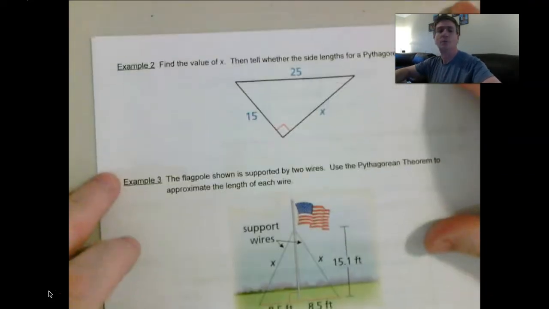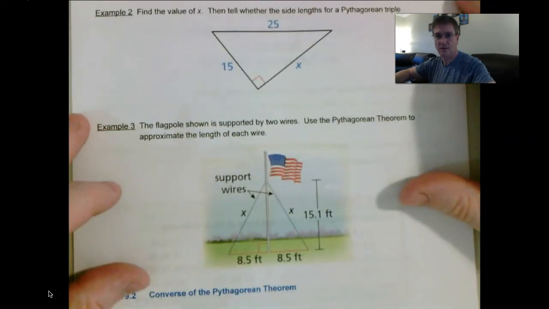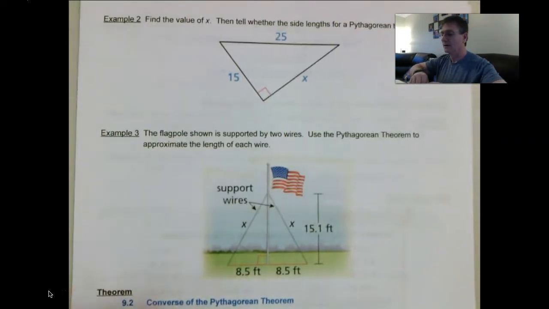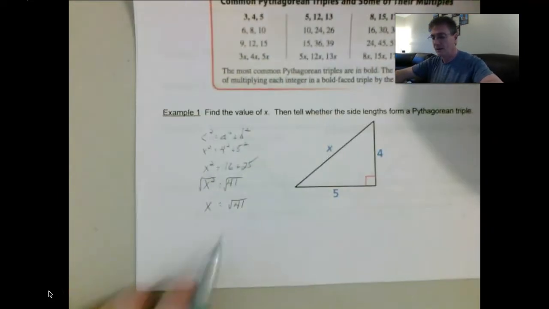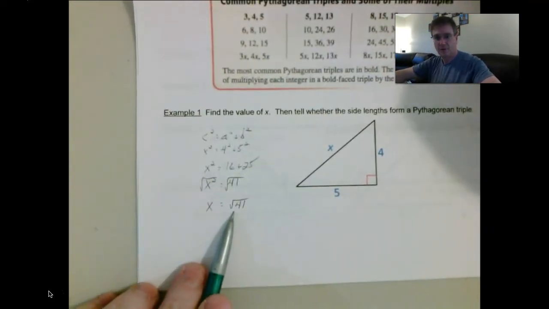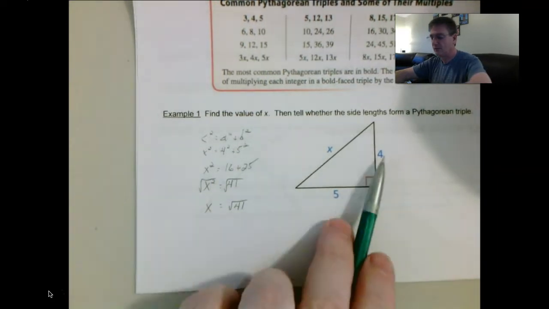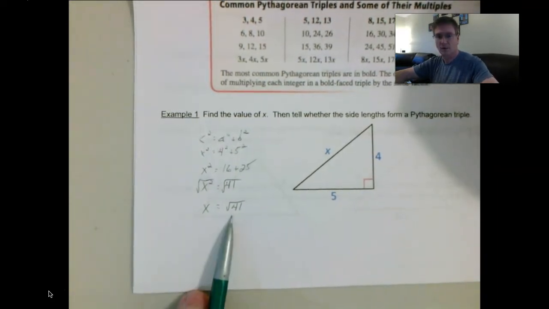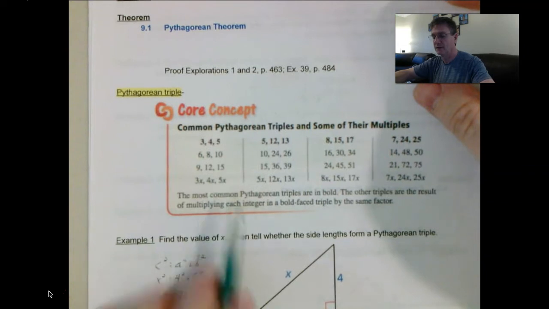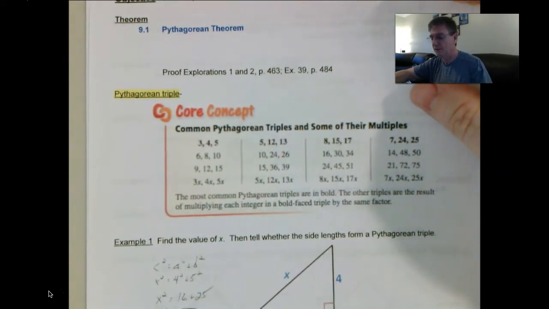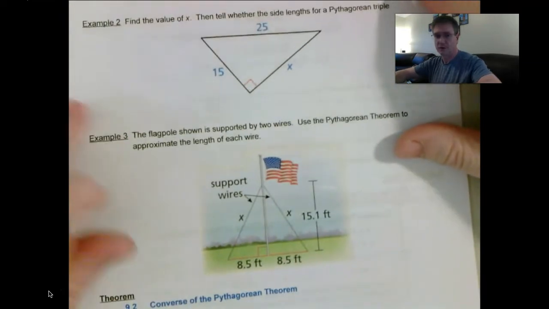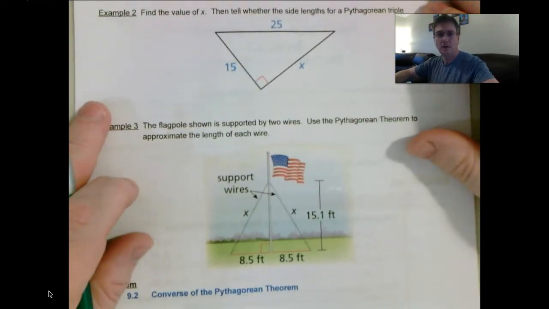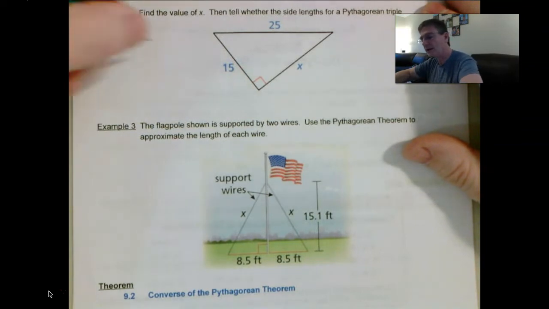Example 2. Again, find the value of x and then tell whether or not it's a Pythagorean triple. Oh, sorry. Back here. This is not a Pythagorean triple because the side lengths are 4, 5, and square root of 41. Pythagorean triples are always integers, whole numbers, positive integers. Square root of 41 is irrational. Okay, so find the value of x.